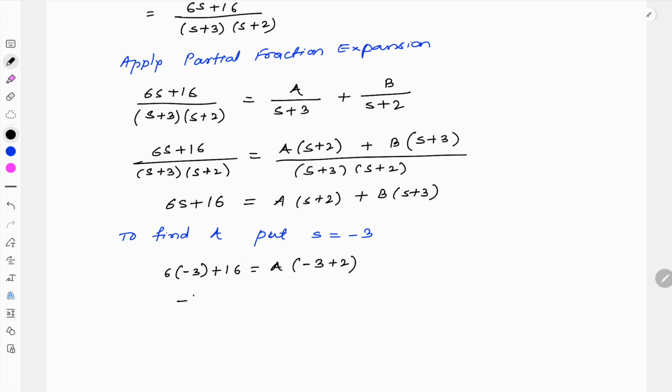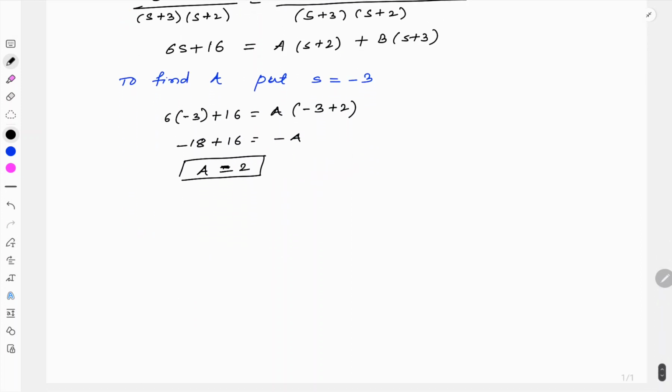So it is 6 3s are 18. So minus 18 plus 16 equal to minus 3 plus 2 is minus 1, which is equal to minus a, and now a is our 2. So we have got the first value as 2.